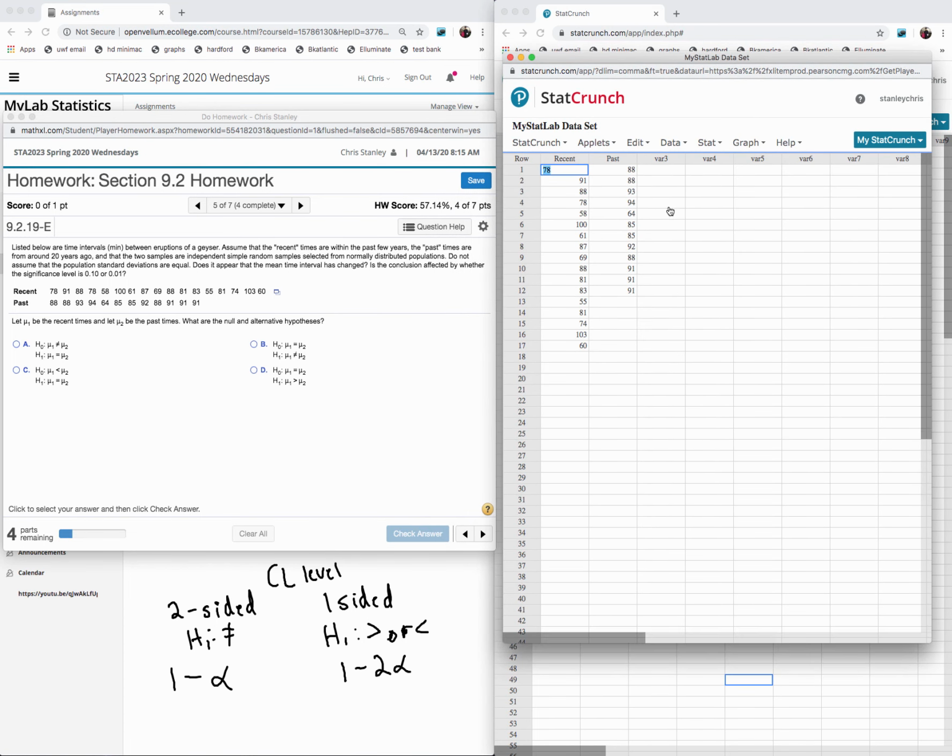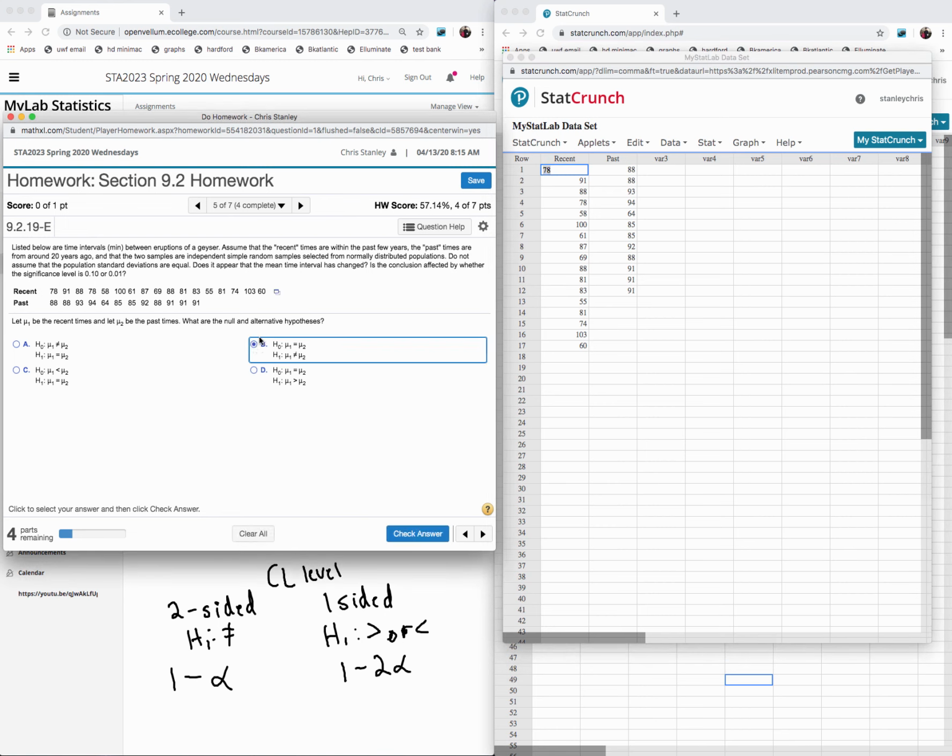Okay, perfect, that makes this a lot easier. Now, does it appear that the mean time has changed? When it says that, they don't give us a normal claim, but they're saying, has it changed? Well, we don't know if it's changed. Change would be a not equal to, so it's going to be that one. Something could change and get more, and something can change and get less. We don't know if it's less or more, so we don't know which way it changed. Okay, so this is going to be a t-test.